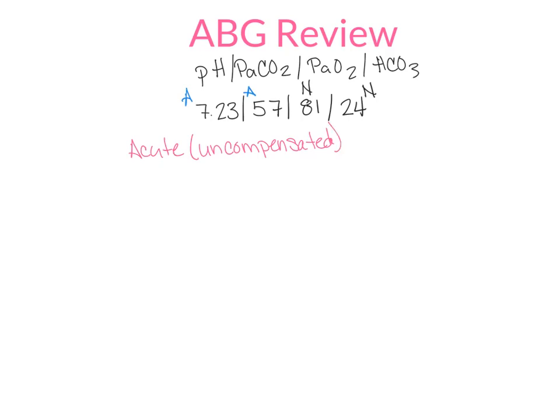Okay, so we know it's acute. There's only two numbers that are off, which would be the pH and the CO2 in this case. Because the CO2 is causing the acidity, we are going to name it respiratory because it's a respiratory reason. So acute respiratory, and it's acidic, so we're going to say acidosis. And then you look at the oxygen and you would say with normal oxygenation.